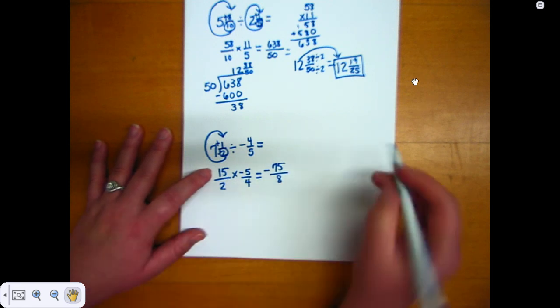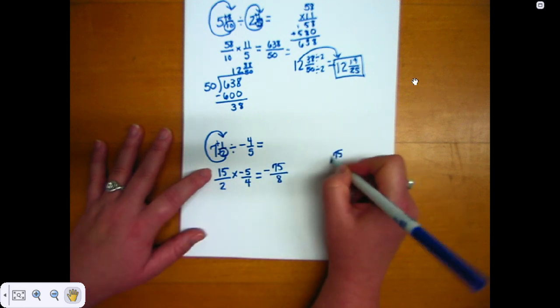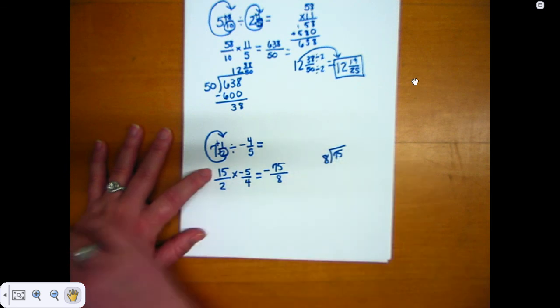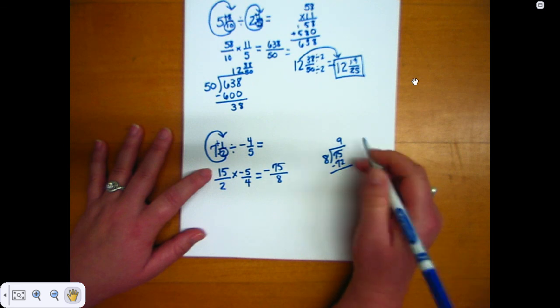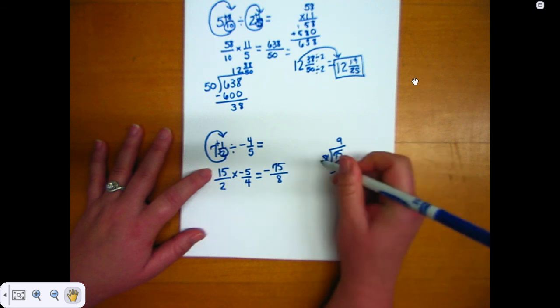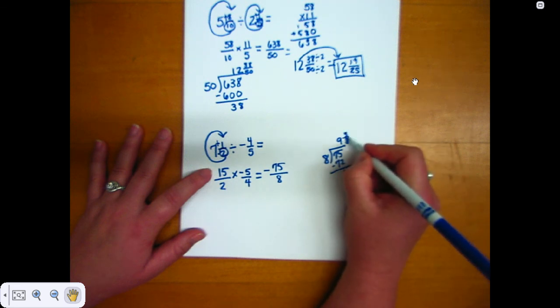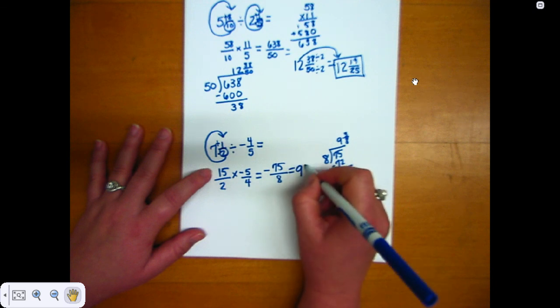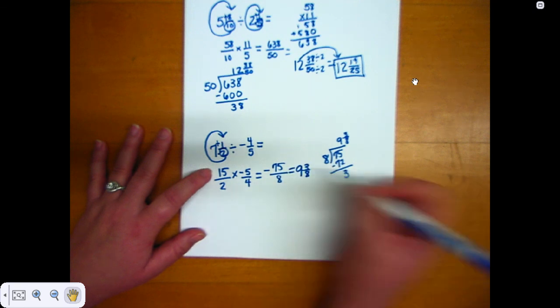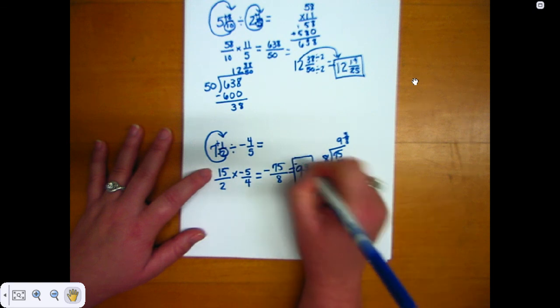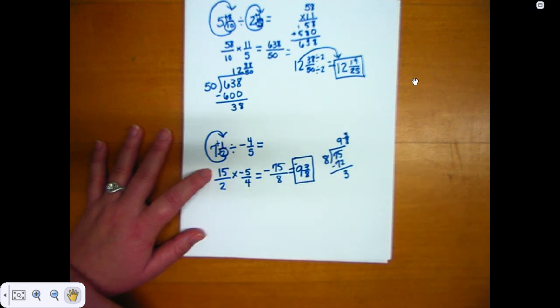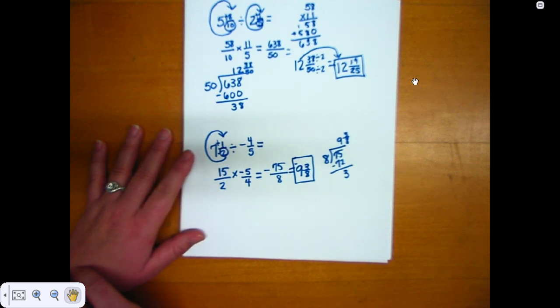I need to convert this. 75 divided by 8. 8 times 9 is 72. 5 minus 2 is 3. 3 is less than 8, so that means it's my remainder of 9 3/8. Go back, make sure you have the correct sign. It is -9 3/8. Don't forget that sign. Okay, good luck on your work today, and I will see you tomorrow.